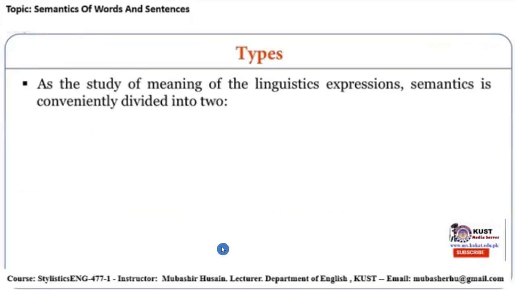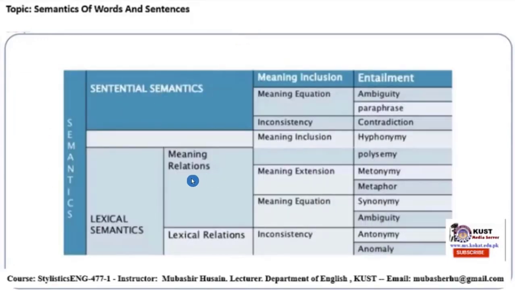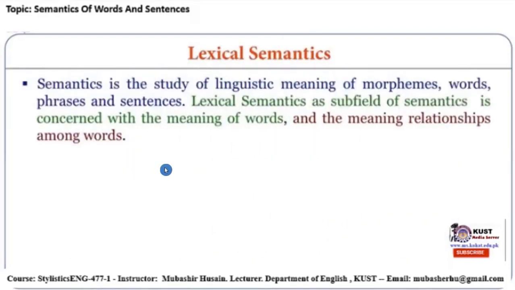As the study of the meaning of linguistic expressions, semantics is divided into two types. One is lexical semantics and the second is sentential semantics. As you can see in this particular chart, lexical semantics and sentential semantics are explained through various blocks. When we talk about lexical semantics, we have lexical relations and meaning relations, and various forms are there that we discuss in the next slides. Lexical semantics is the study of the linguistic meaning of morphemes, words, phrases and sentences.